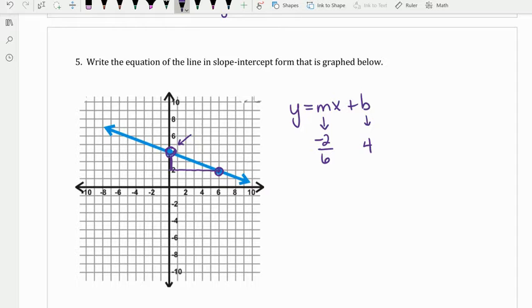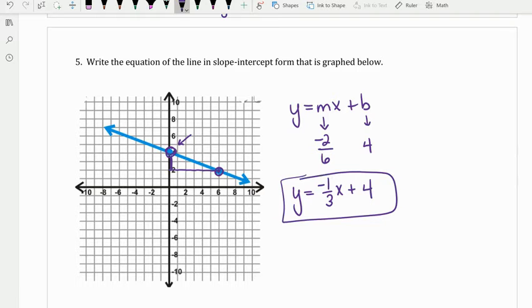So now I can plug those two things in, but the one thing a whole bunch of you did not do, reduce your slope. Make sure you always reduce fractions. So y equals, instead of -2/6, I can reduce that to -1/3. Don't forget your x, and then plus b, so +4. And there's the equation of our line.